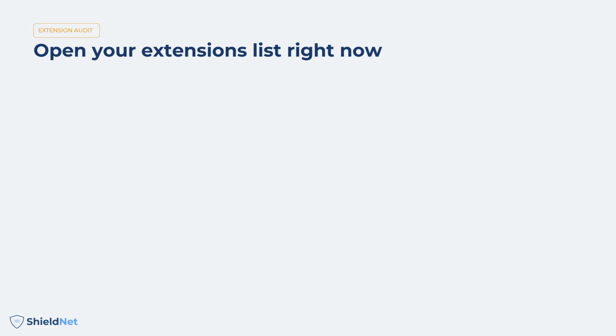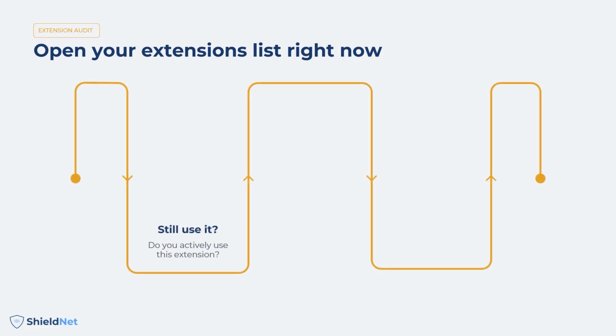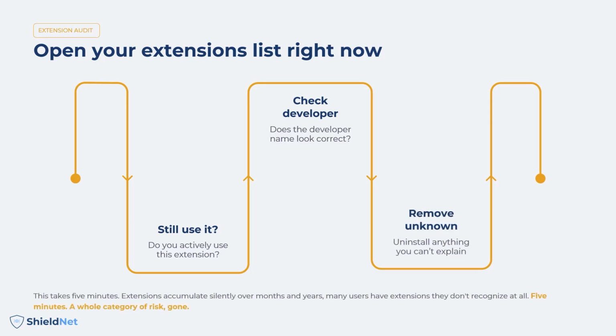The 5-minute audit. Open your browser's extension management page: chrome://extensions in Chrome, about:addons in Firefox, extensions in Safari. For each extension, do you still use it? Do you remember installing it? Does the developer name look exactly right? Remove anything you do not actively use, cannot explain, or are uncertain about.